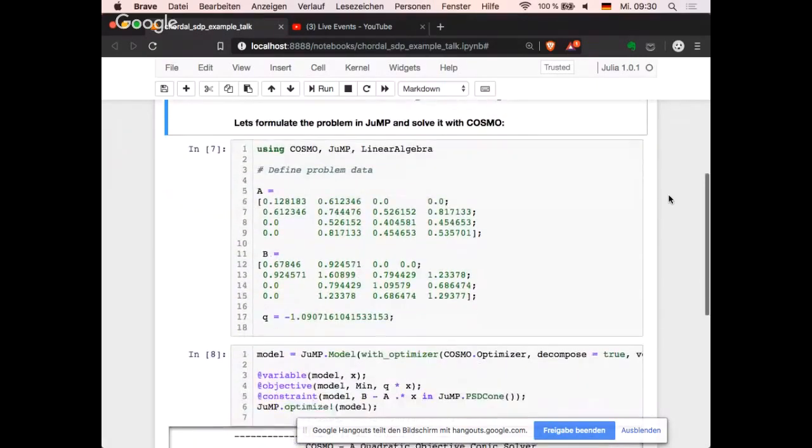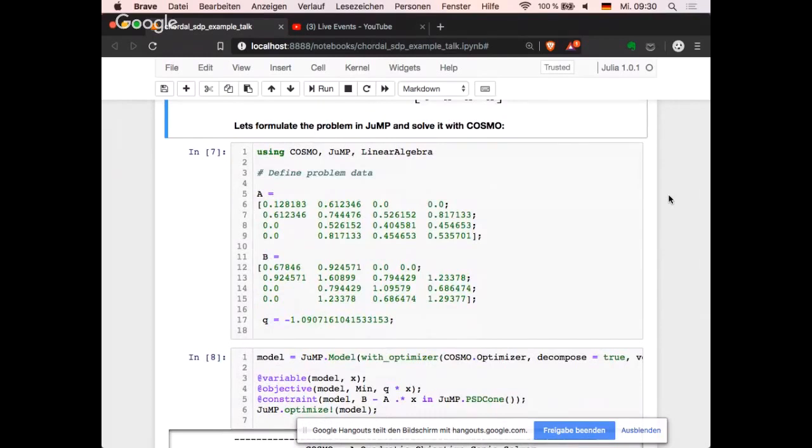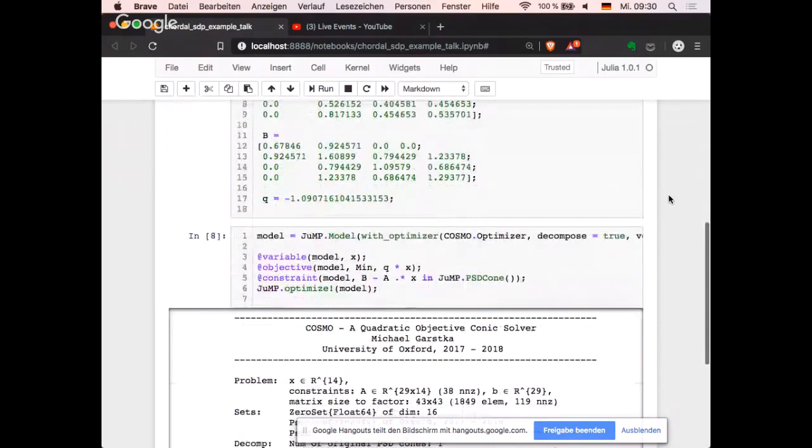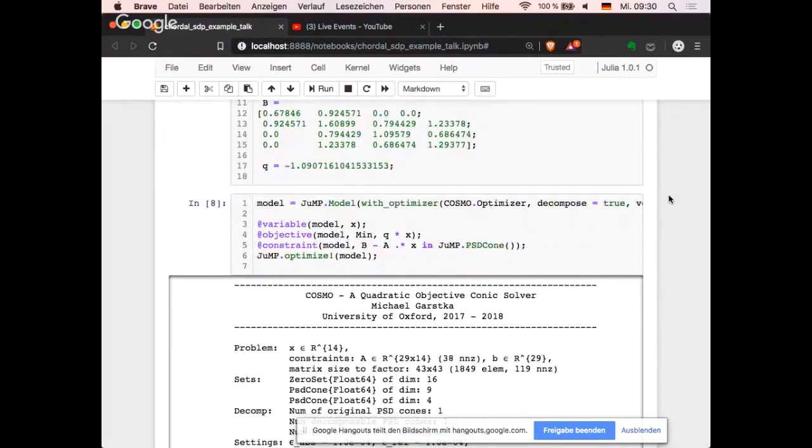So this would be an example here with A and B that have zeros in these positions. And if you now put this problem into JuMP, and you say, okay, COSMO is my optimizer, and I want to decompose the problem. So you set decompose to true. You define the linear objective and the constraint. So B minus A times X is in the cone. And then you hit optimize.